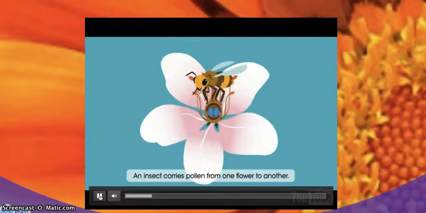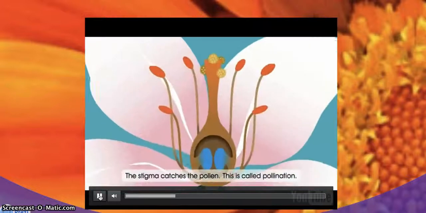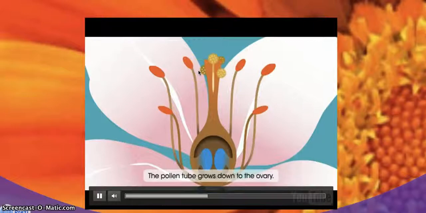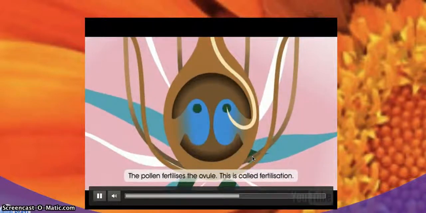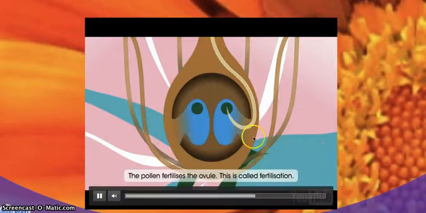An insect carries pollen from one flower to another. The stigma catches the pollen. This is called pollination. The stigma is this part of the pistil at the top. The pollen tube grows down to the ovary. The pollen fertilizes the ovule or the egg cell, and this is called fertilization.